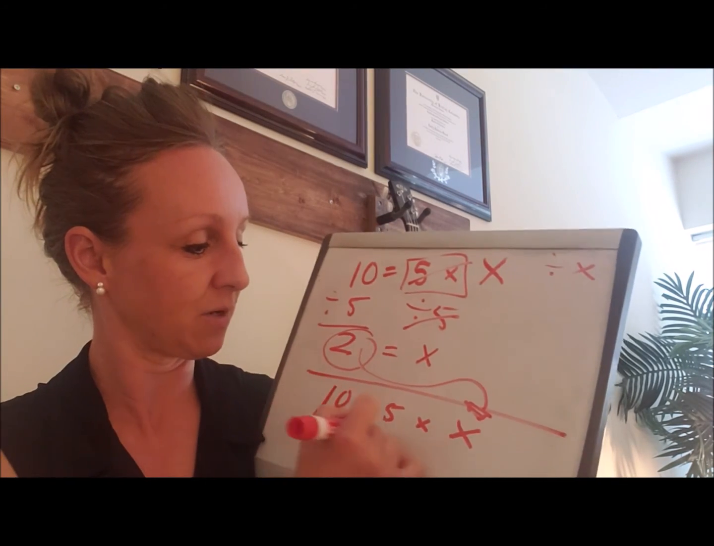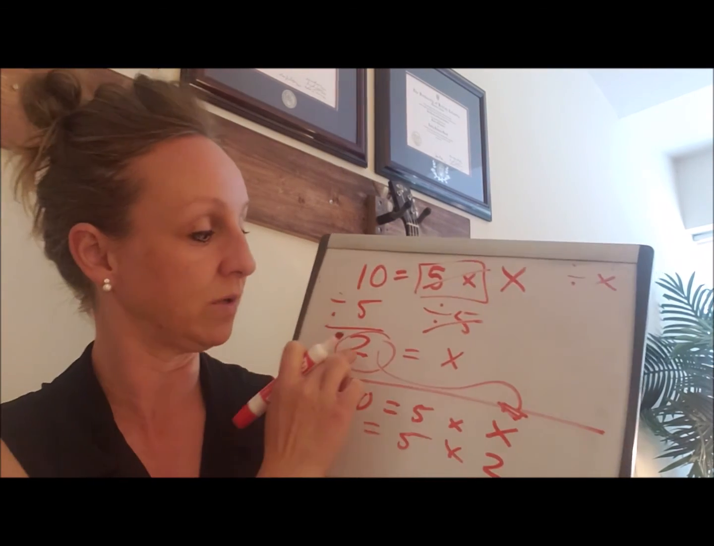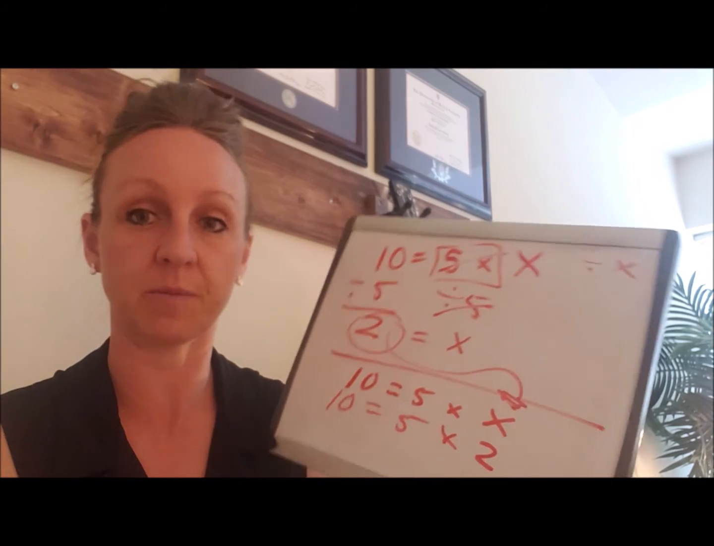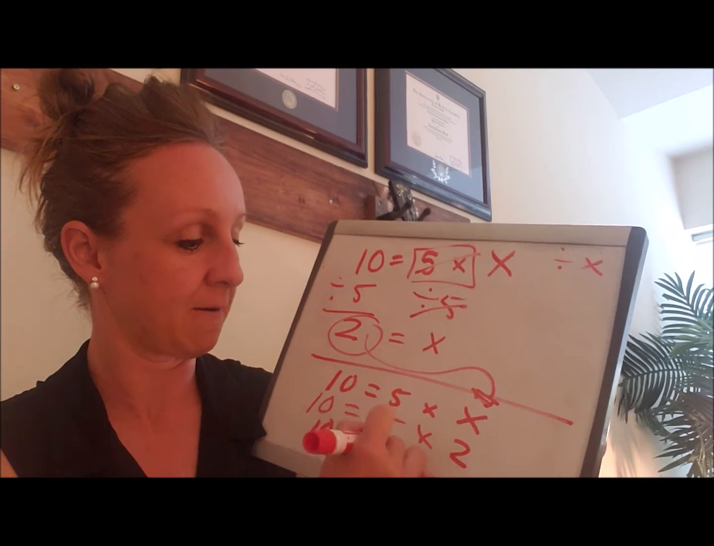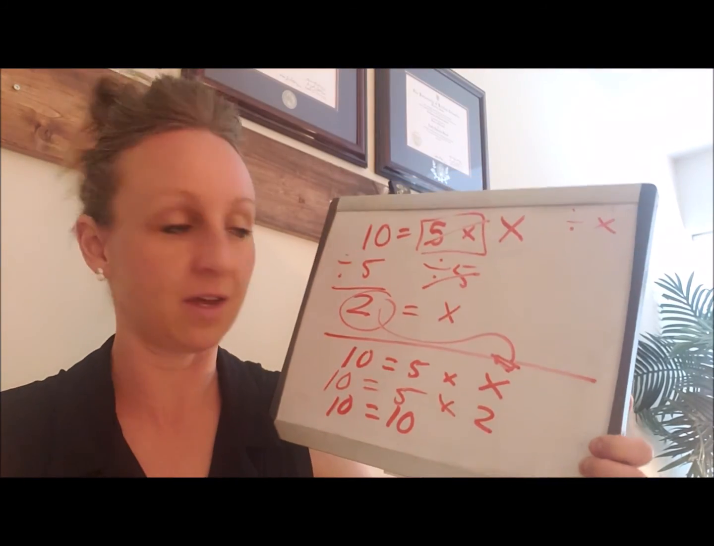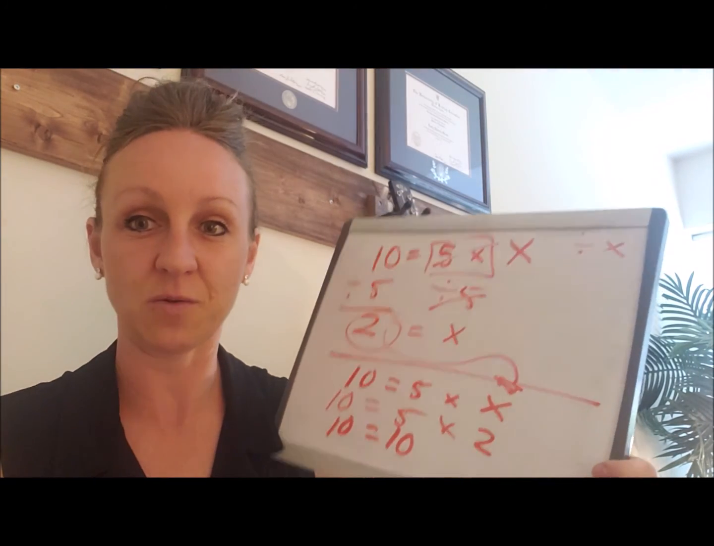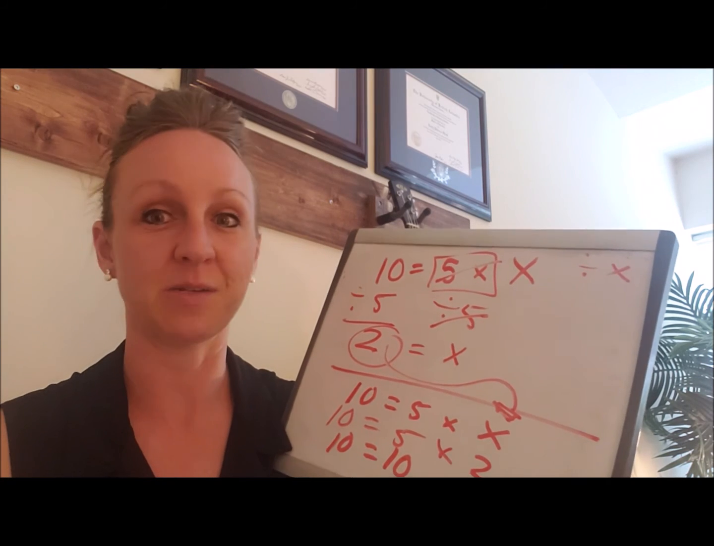So I'm going to go 10 equals 5 times 2, because my answer came to 2 and I'm putting it down here. Then 10 equals 5 times 2 is 10. When my answer equals itself, I know that I have done it correctly, and I know that I've solved the question the way it needs to be solved.